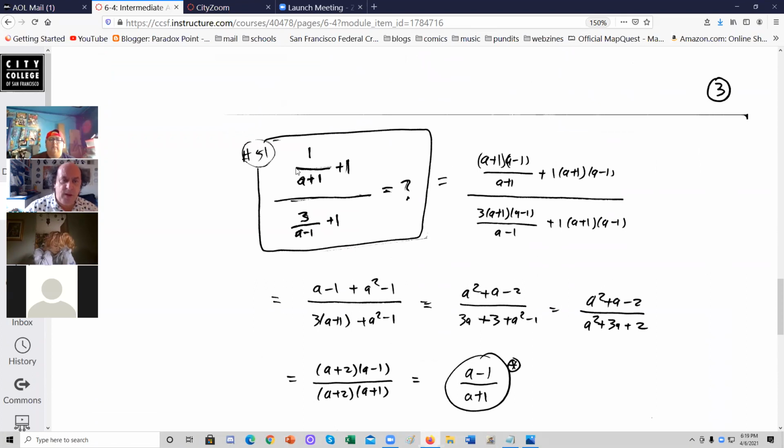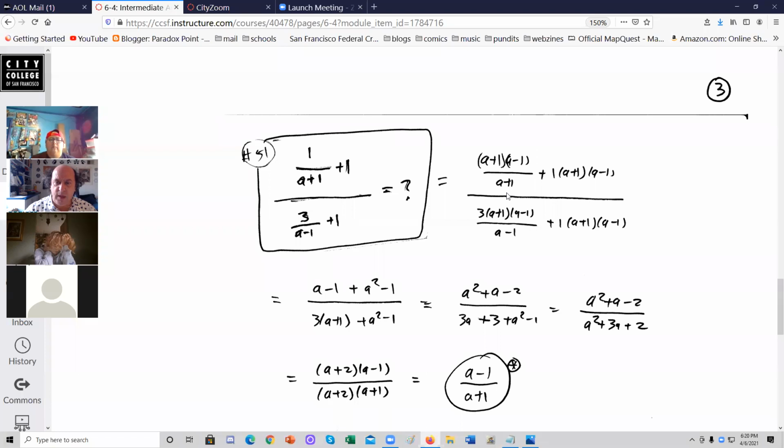Here we have 1 over a plus 1 divided by 3 over a minus 1 plus 1. Well, the inner denominators are a plus 1 and a minus 1. So we'll multiply numerator and denominator by a plus 1 times a minus 1. So this term here becomes a plus 1, a minus 1 over a plus 1. This 1 becomes 1 times a plus 1, a minus 1. This 3 over a minus 1 is 3 times a plus 1, a minus 1 over a minus 1. This one becomes 1 times a plus 1, a minus 1.